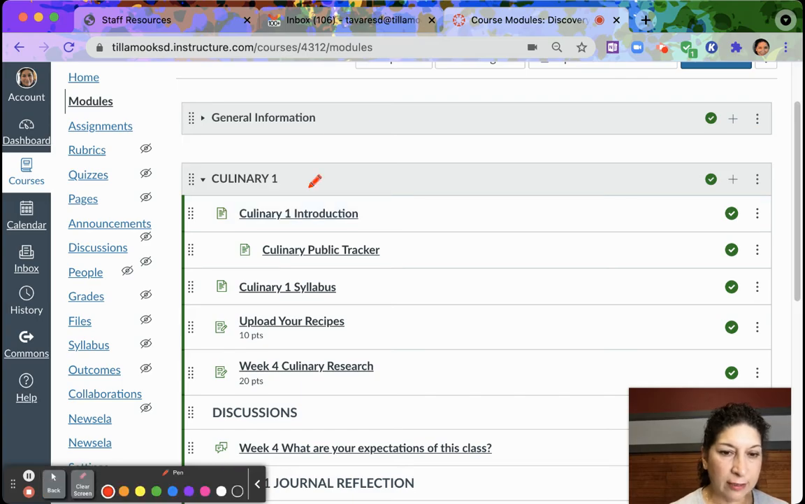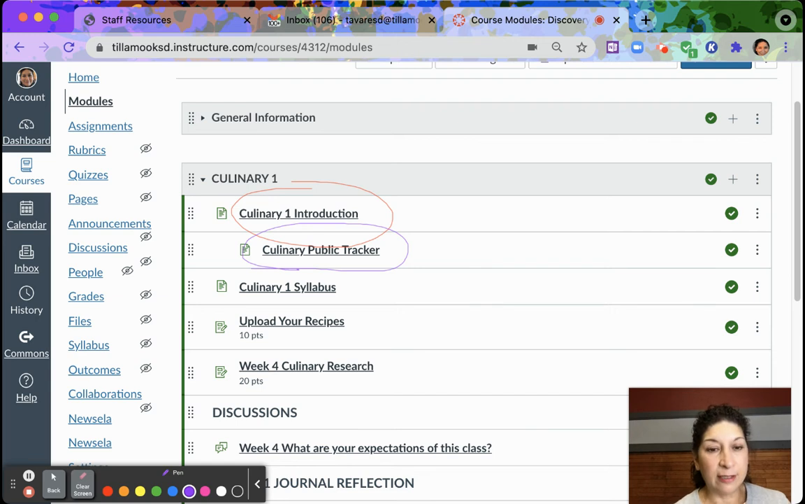So looking at this, I have an intro, my public tracker, which is something that I show and project to the class to show where they're at in the week, in the lesson of the unit. And then I have a syllabus here that tells what it's about. It's just a one-page syllabus.